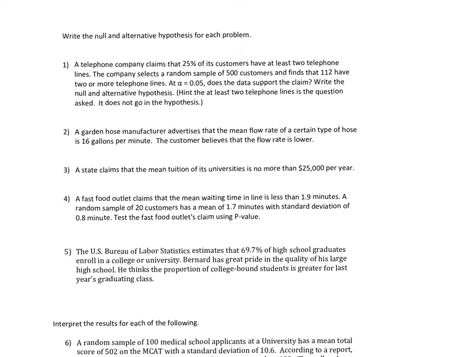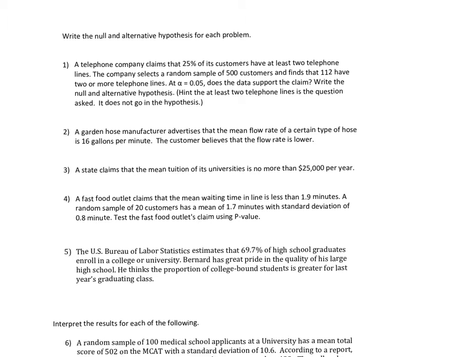All right, just to review what you did yesterday and make sure that you now have it down. Number one, a telephone company claims that 25% of its customers have at least 2 telephone lines. The company selects a random sample of 500 customers and finds that 112 have 2 or more telephone lines. At alpha equals 0.05, does the data support the claim? Write the null and the alternative hypothesis.